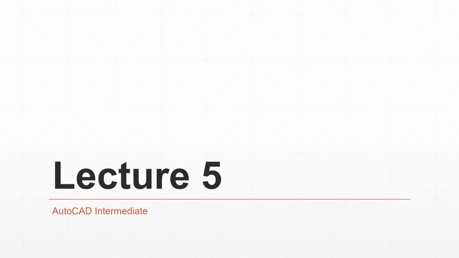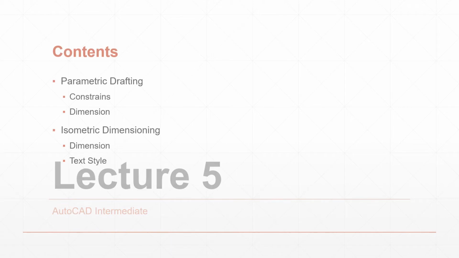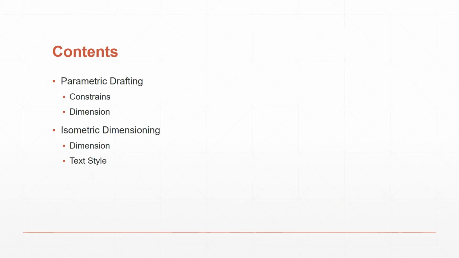This is going to be your intermediate, lecture 5. And in this lecture, we're going to discuss parametric drafting. And that deals with doing it either with constraints or dimensions. And then we're going to also take a look at isometric dimensioning.